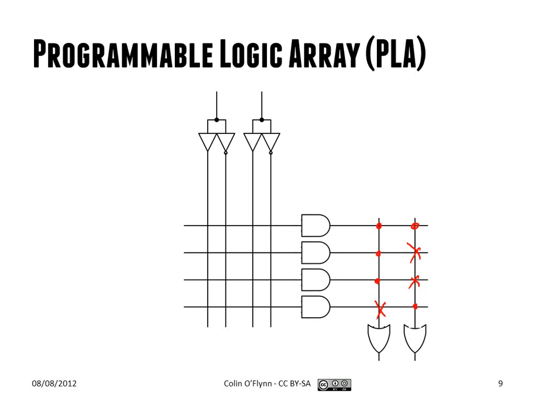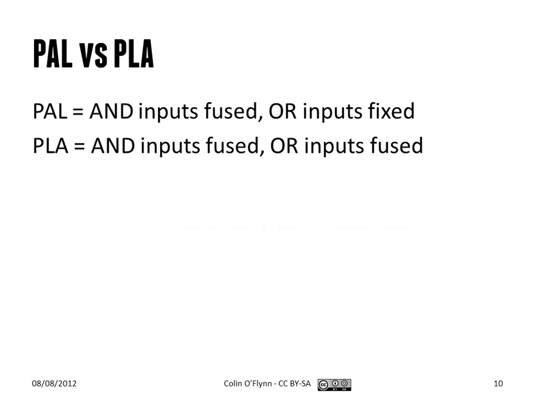But PALs were always more popular, for a few reasons: they were faster and perhaps easier to work with. I don't know exactly why they became more popular. So there's the difference, saying: in both of them, you always choose the inputs to each AND gate.